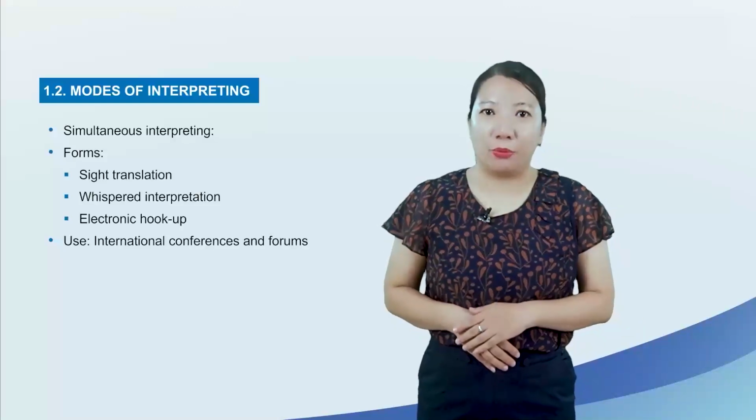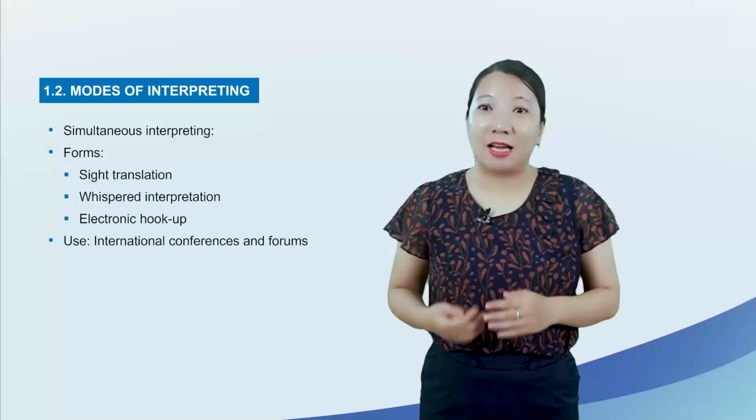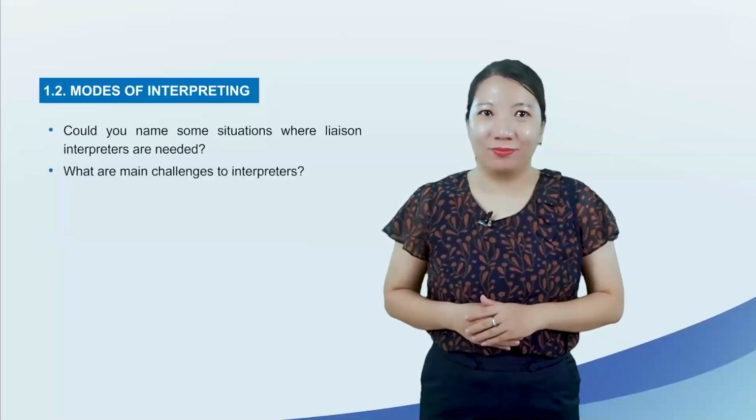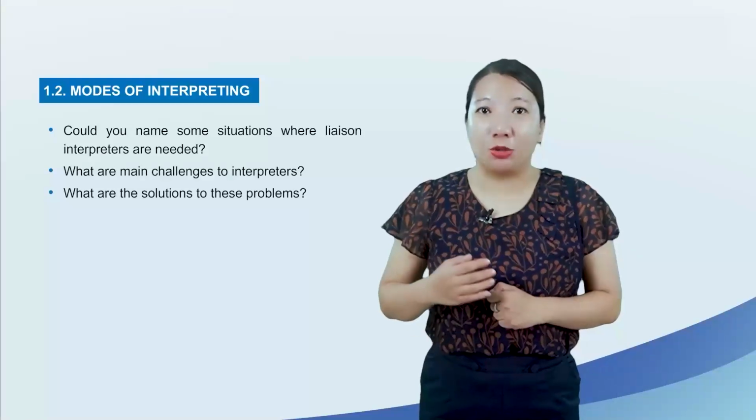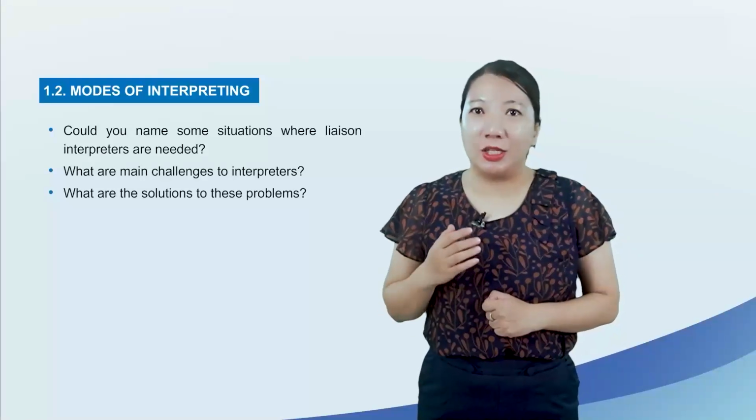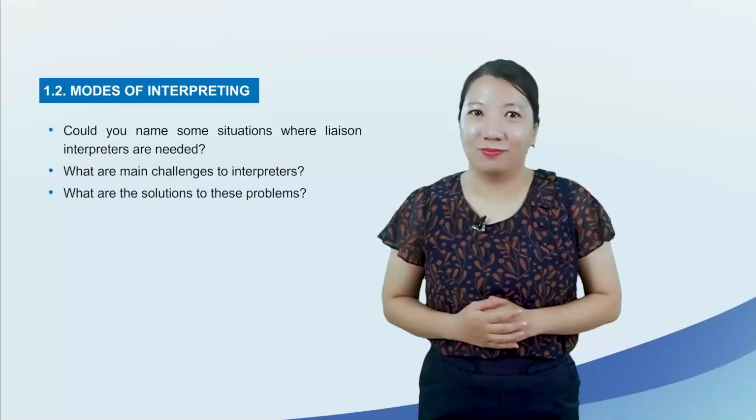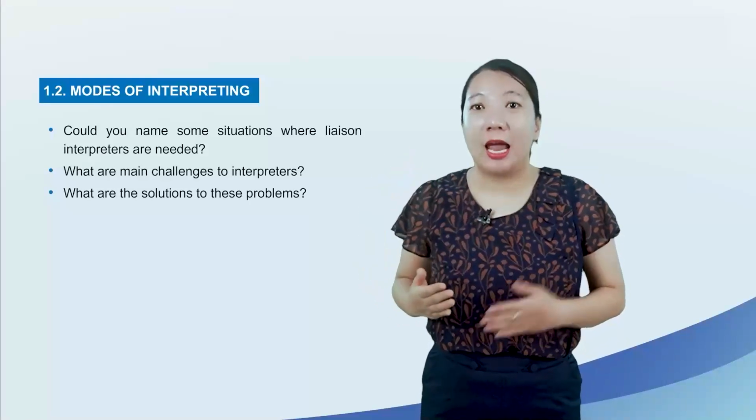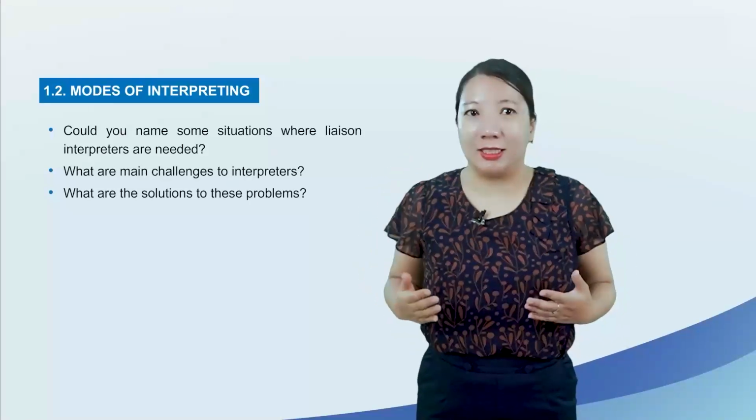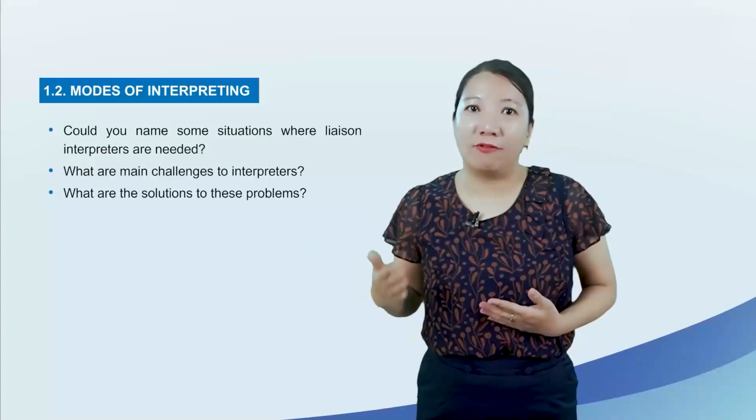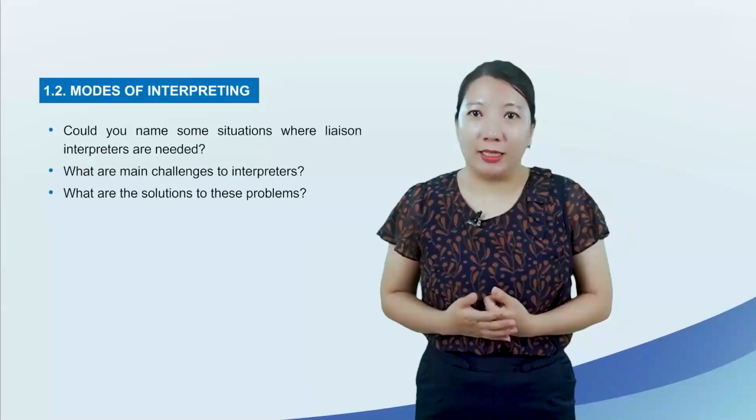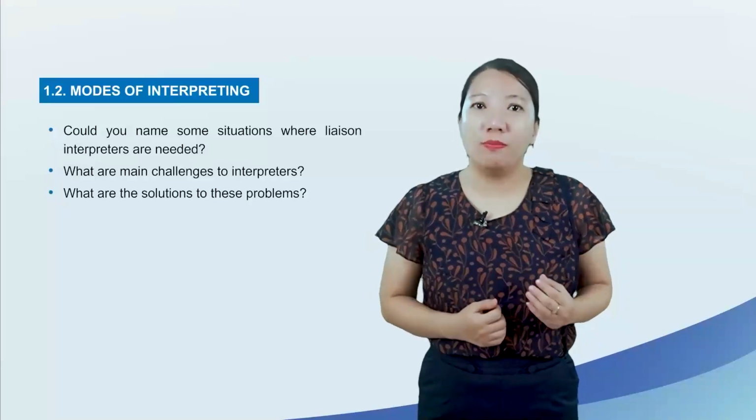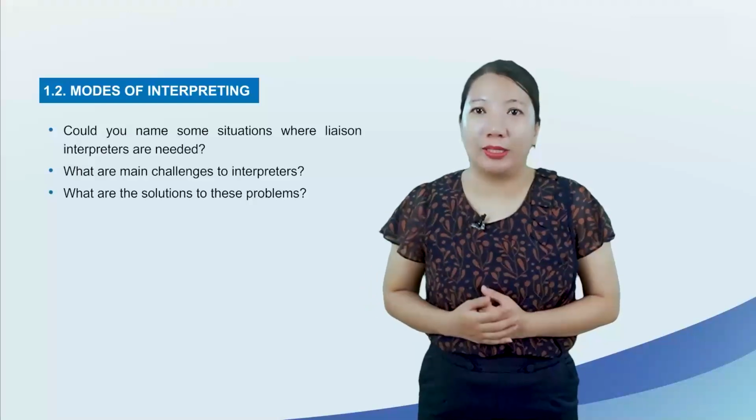Before we continue with the next point of the lesson, let's have a quick reflection by answering some questions. Could you name some situations where liaison interpreters are needed? Yes, there are many. For example, between doctors and patients, solicitors and clients, or foreign investors and Vietnamese partners, or bank managers and clients.